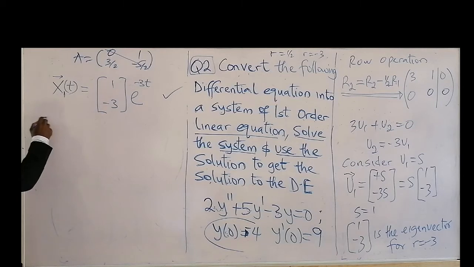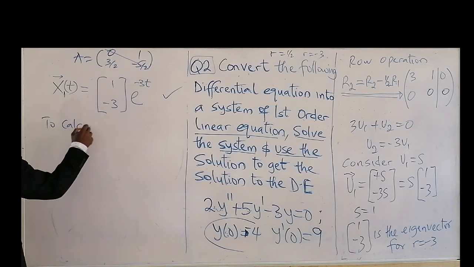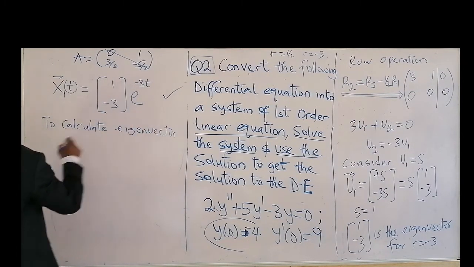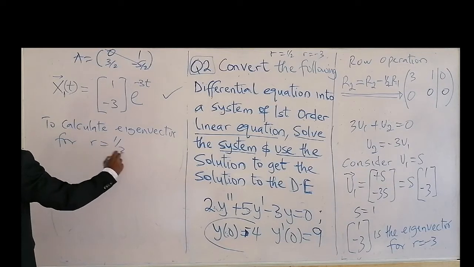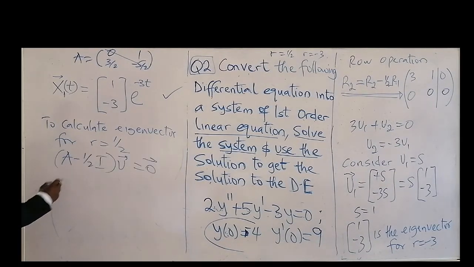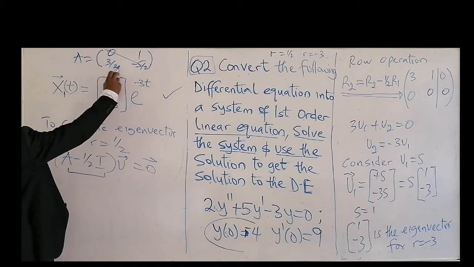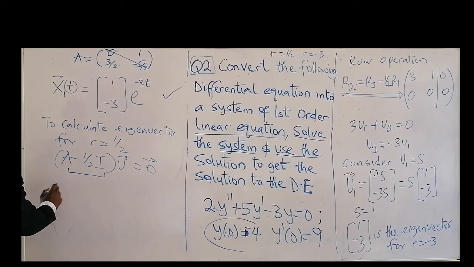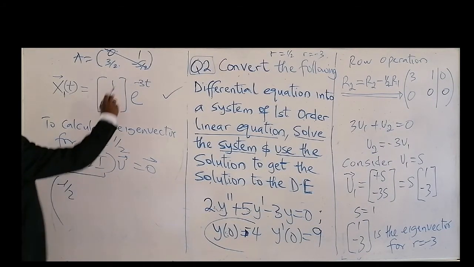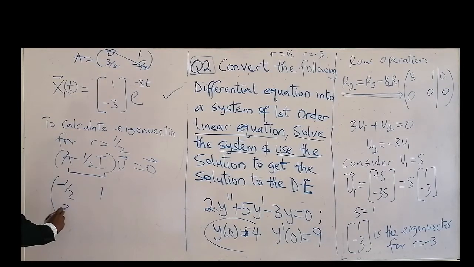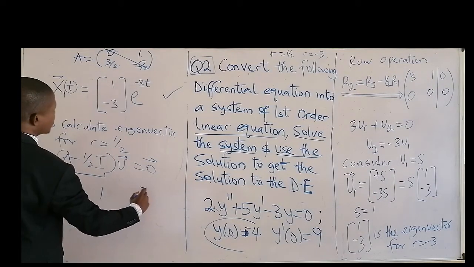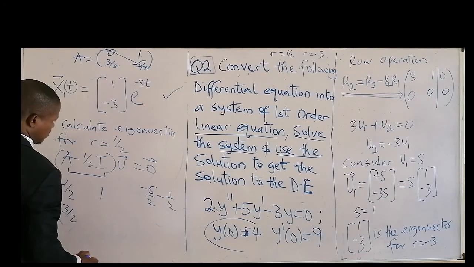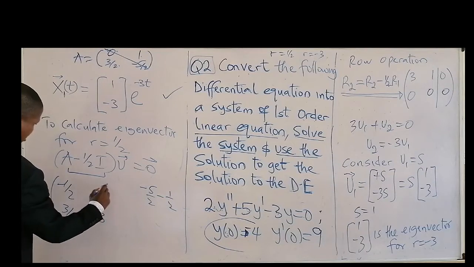Okay? Then to calculate now the eigenvector for r equal to half, we solve the system. Just come back to the matrix A. So the leading diagonal minus half. So that will be minus half here. This will be 1. This will be 3 over 2. This will be minus 5 over 2 minus 1 over 2. So that will be minus 3 here.